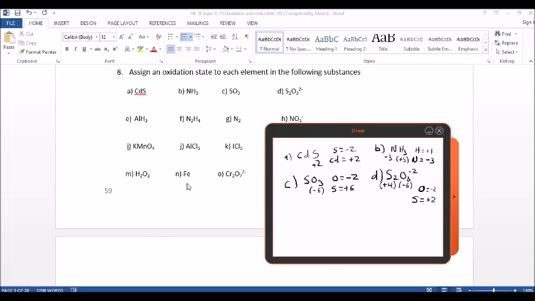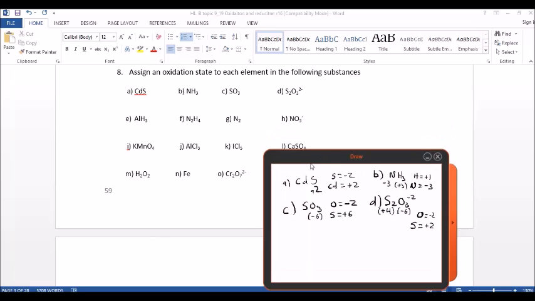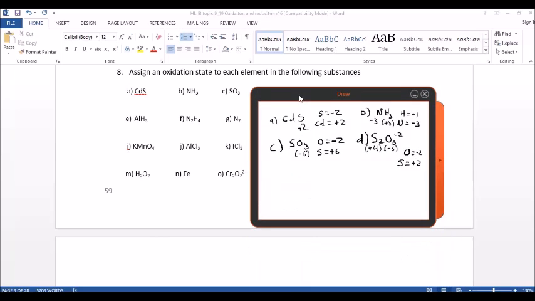Another one that I'd like to look at that is a little bit tricky is one like this, KMnO4. All right, let's jot that down here.